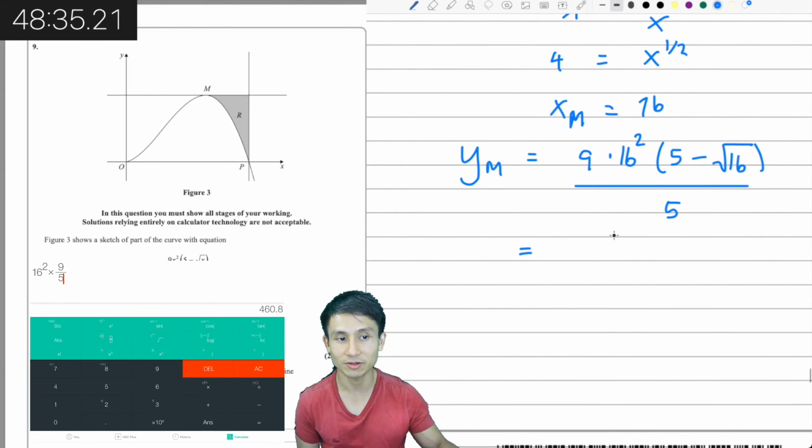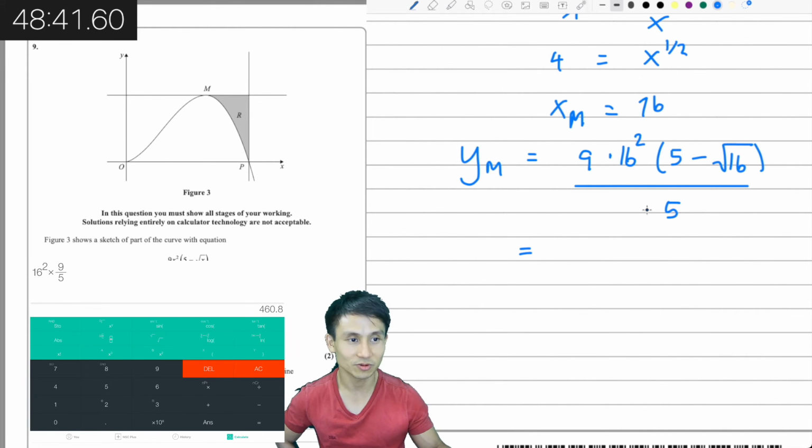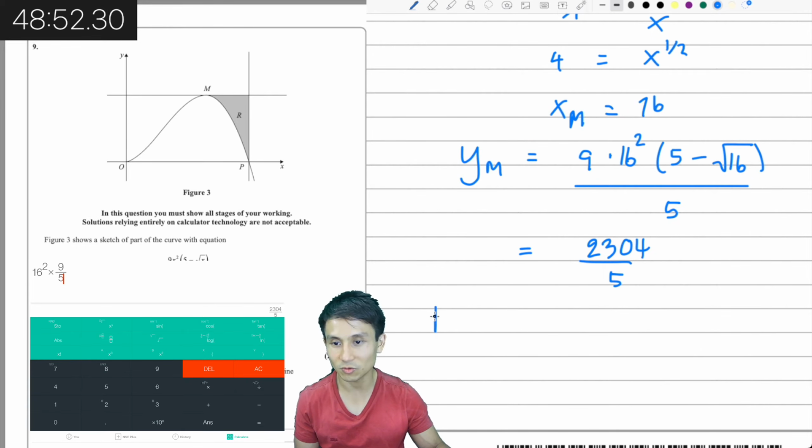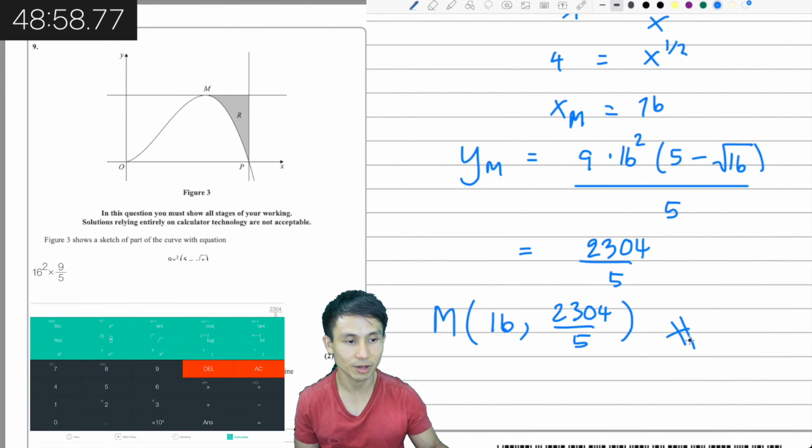I'm just checking if this is making sense, but it has to, because y is going to be a high value, right? So if we make that a fraction, it's 2304 divided by 5. So the coordinate of M is then 16, 2304/5. That's my answer.